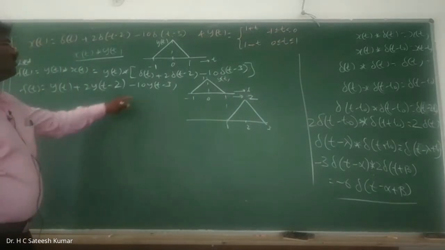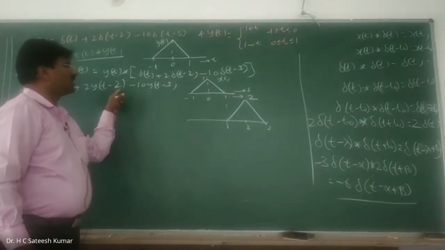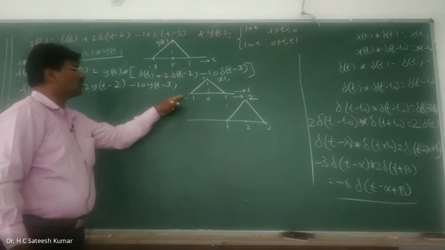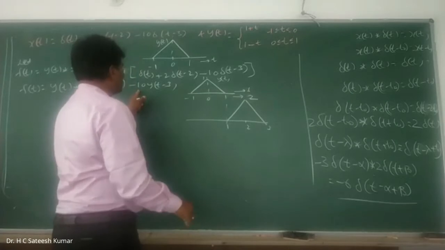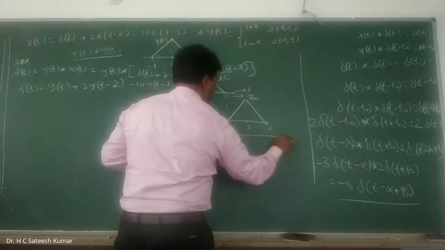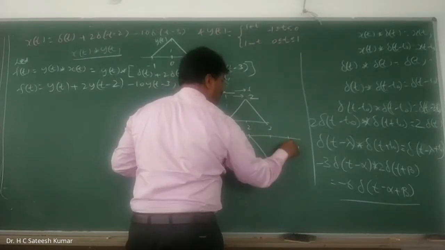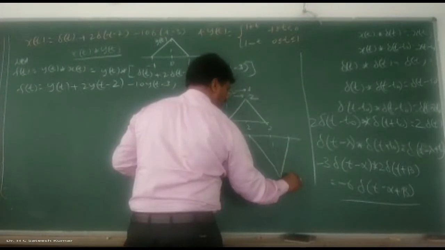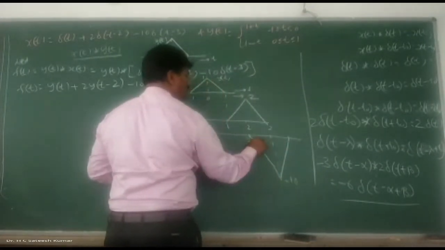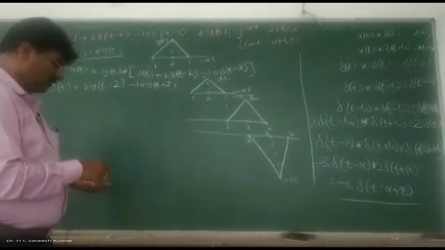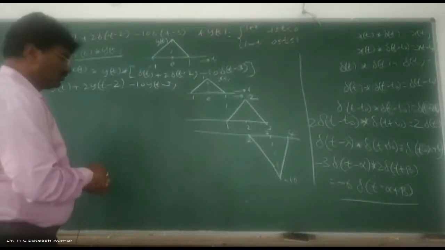Next, it is already shifted by 2 units. One more unit you shift it here and multiply by minus 10. So I'll shift one more unit and write the amplitude as minus 10. I can't write to the scale, I don't have enough space. Minus 10, at 2, 3 and 4. Since minus is there, I am writing it at the bottom. Okay, right. Now you add them.